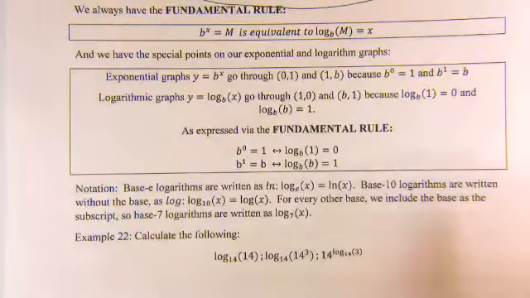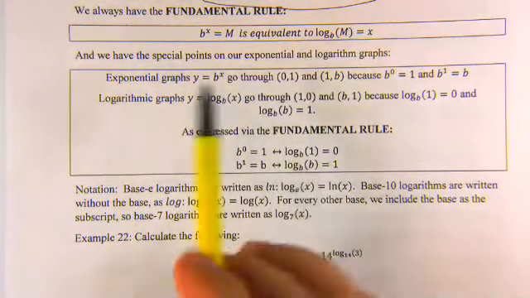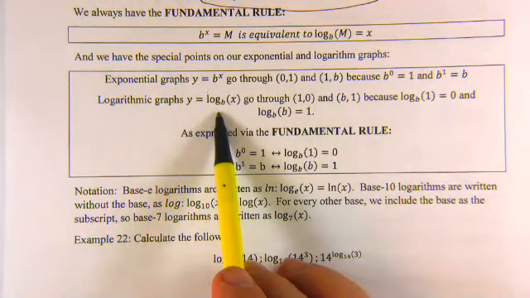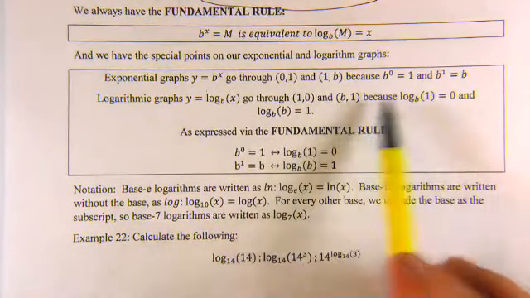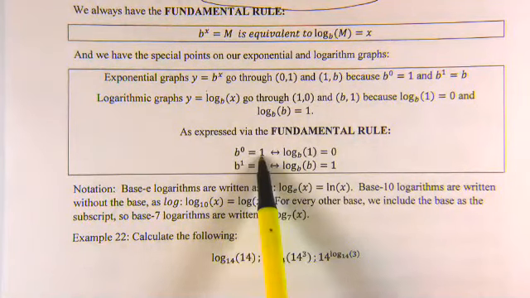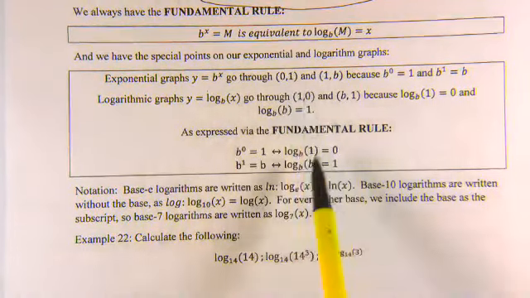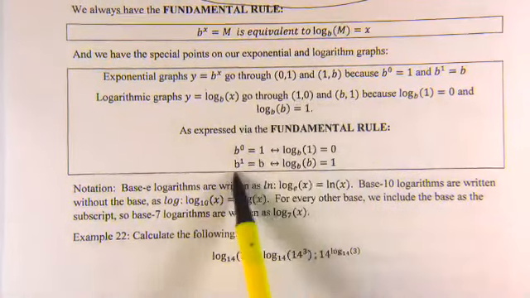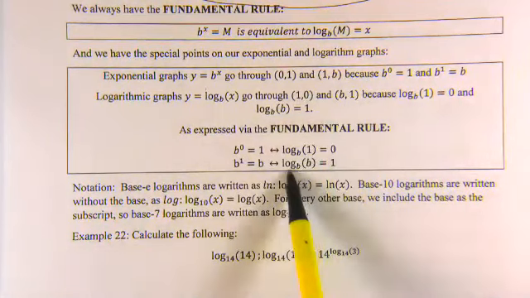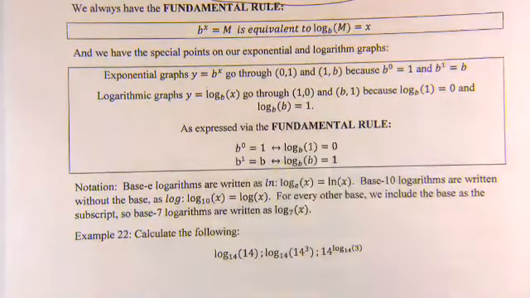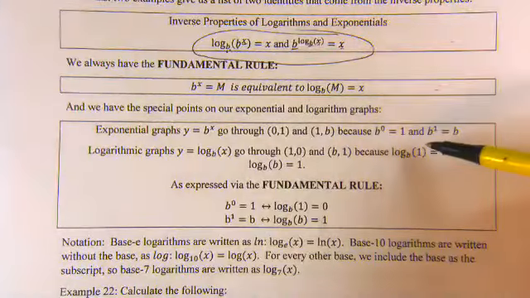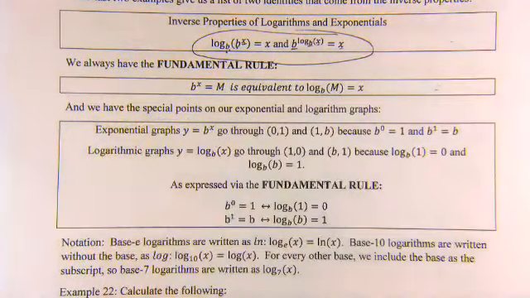Oh, and also we have special points. So this is sort of summarizing what we've done here. Exponential graphs go through (0, 1) and (1, b). Logarithmic graphs go through (1, 0) and (b, 1). b to the 0 equals 1, right? That's this point. It's the same thing as log base b of 1 equals 0. b to the 1 equals b is the same thing as log base b of b equals 1. Right? So: fundamental rule, inverse properties, and special points on exponential and logarithmic graphs.